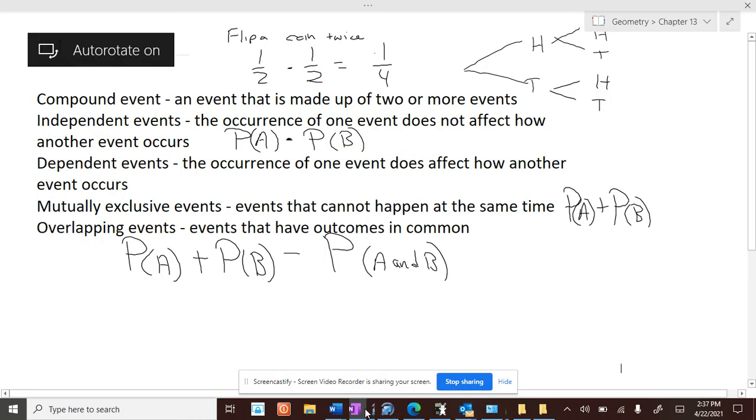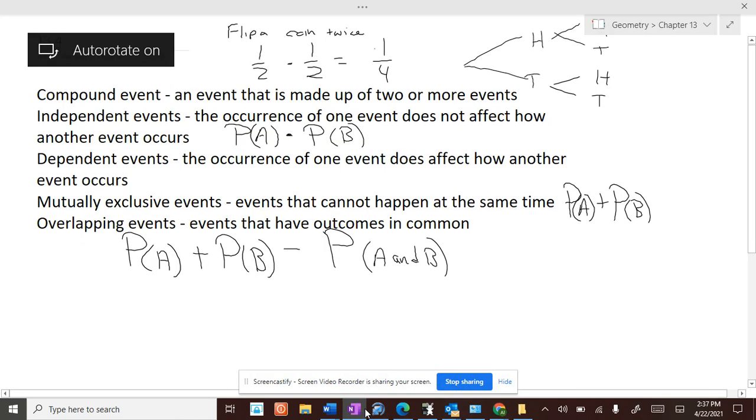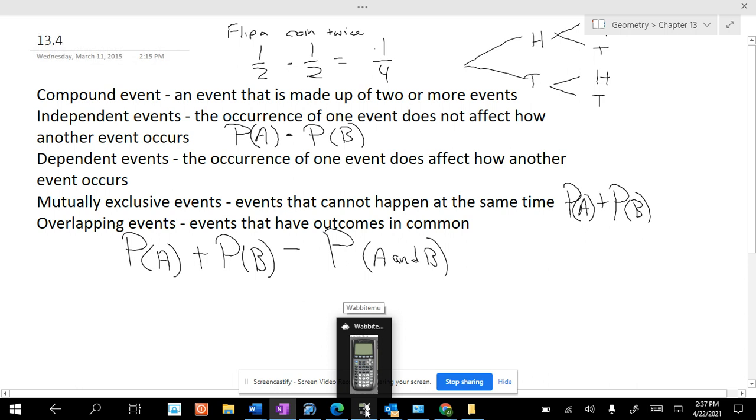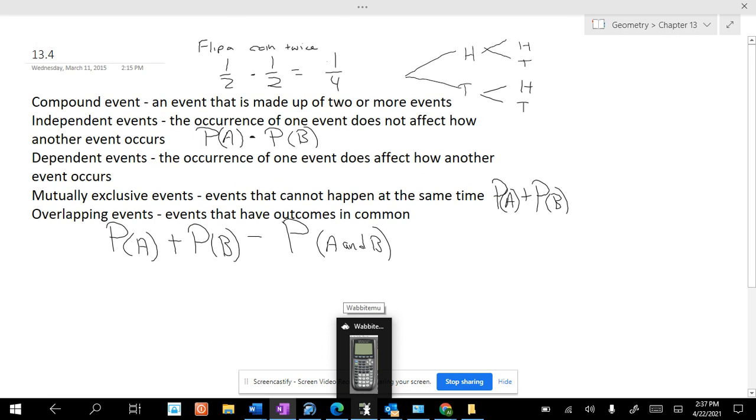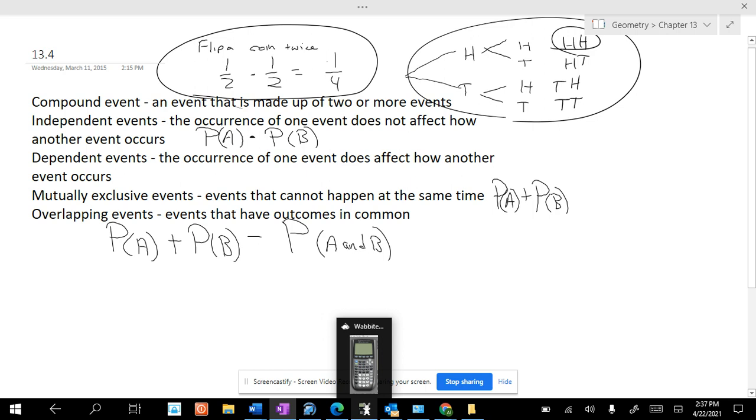Okay, so a compound event is like flipping a coin. You do it once, you got 1 out of 2 chance of being a heads. Do it again, you got 1 out of 2 chance of being a heads. So the chance of getting a heads both times is 1 out of 4. And you can see out of these 4, the only one that has heads both times is the top one. So 1 out of the 4. So doing it this way or doing it this way, you get the same answer.